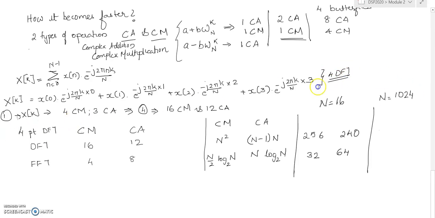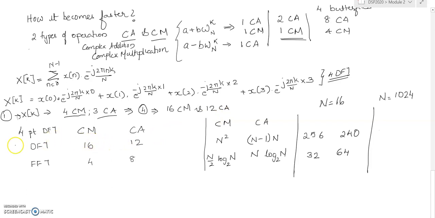For one equation itself, we can see that there are 4 complex multiplications happening, 1, 2, 3 and 4, and 3 complex additions: 1, 2 and 3. So for finding one answer of the 4-point DFT, we require 4 complex multiplications and 3 complex additions. So finding 4 answers will result in 16 complex multiplications and 12 complex additions.